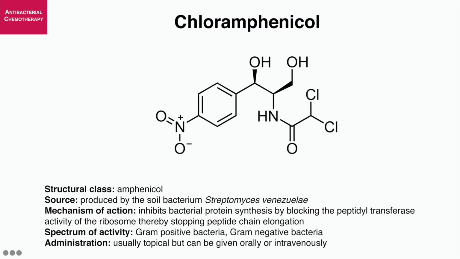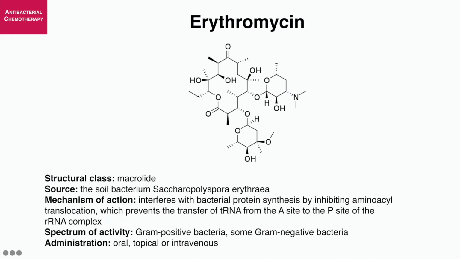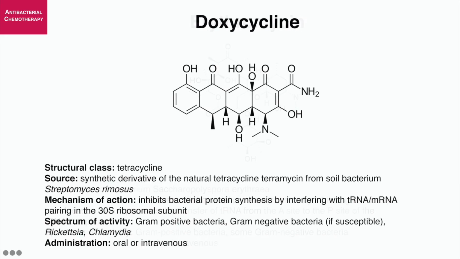Chloramphenicol belongs to the Amphotericin family of antibiotics and acts by inhibiting bacterial protein synthesis. Chloramphenicol also affects mitochondrial translation in human cells, which is why this antibiotic is typically only used externally. Erythromycin is a macrolide antibiotic that also inhibits bacterial protein synthesis. Doxycycline is a tetracycline antibiotic with a broad spectrum of activity. Tetracyclines also inhibit bacterial protein synthesis.